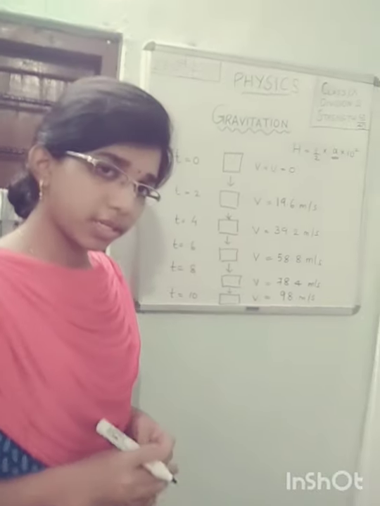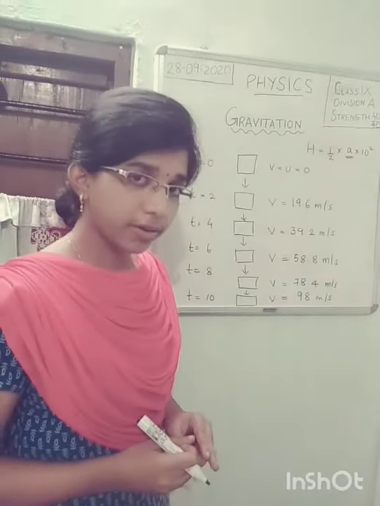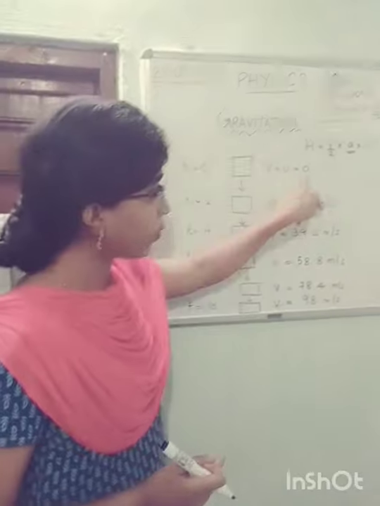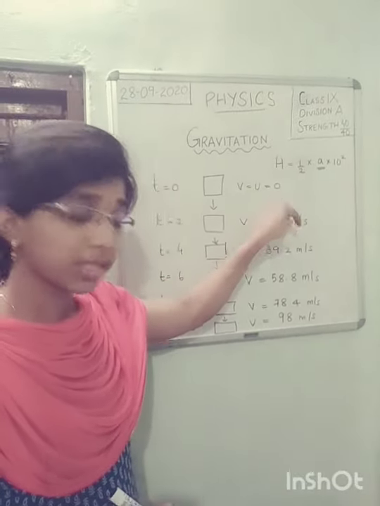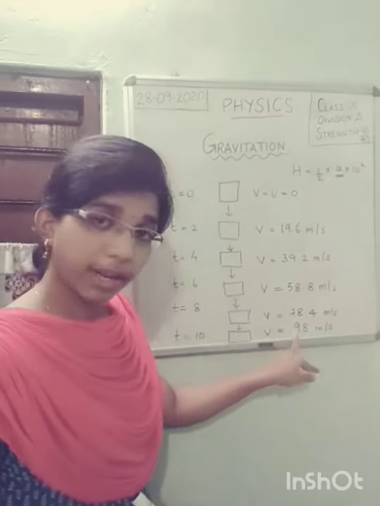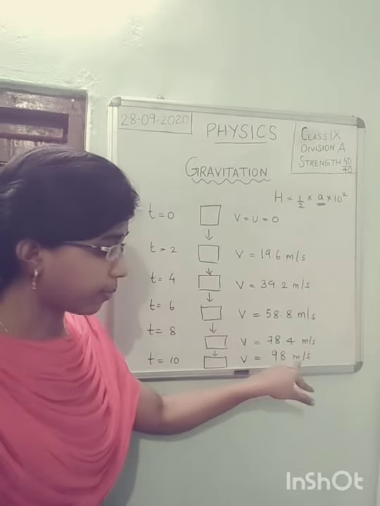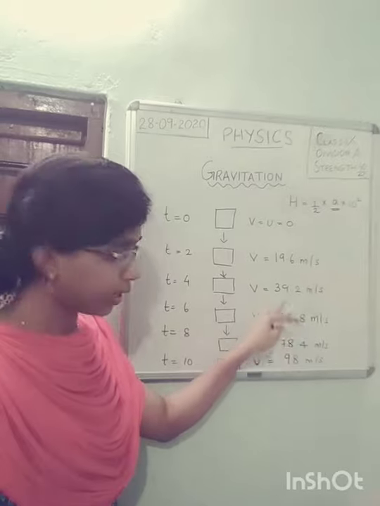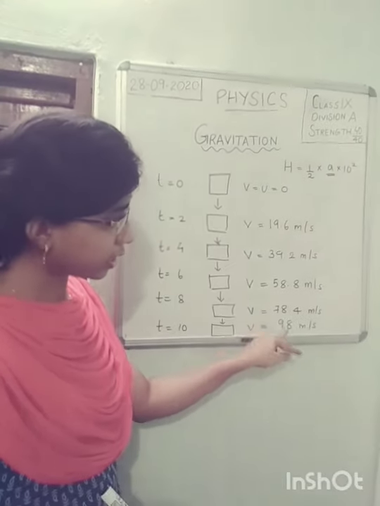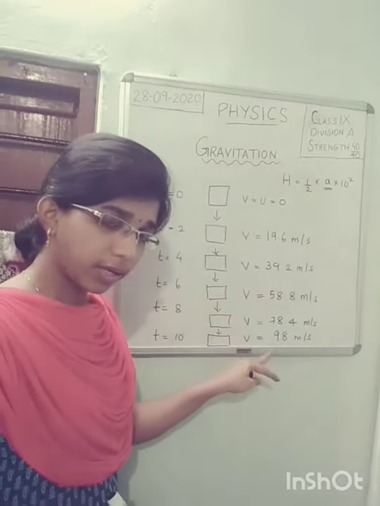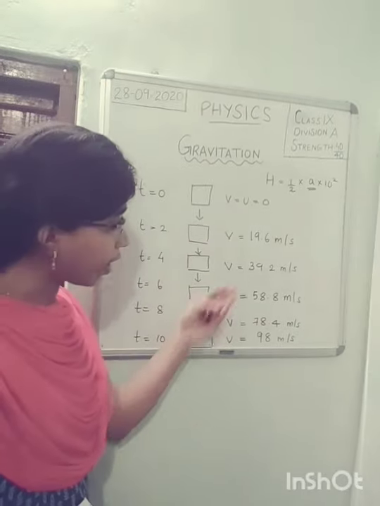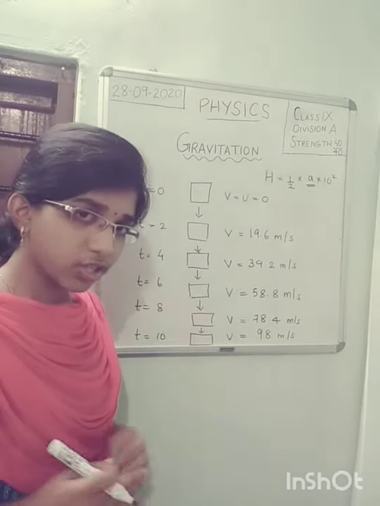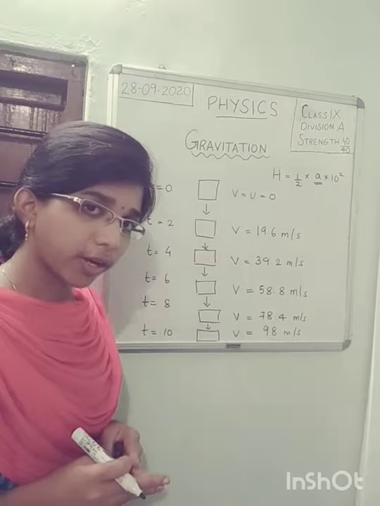Now my question is, what is its initial velocity? Yes, the initial velocity was 0. What is its final velocity? Its final velocity is 98 meters per second. Is the velocity uniform? Is the velocity 98 in all the situations? No, the velocity is not uniform. It is changing with respect to time.